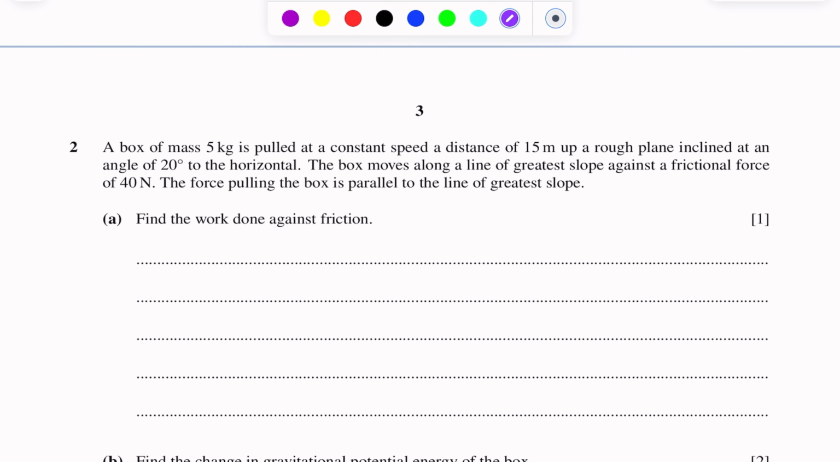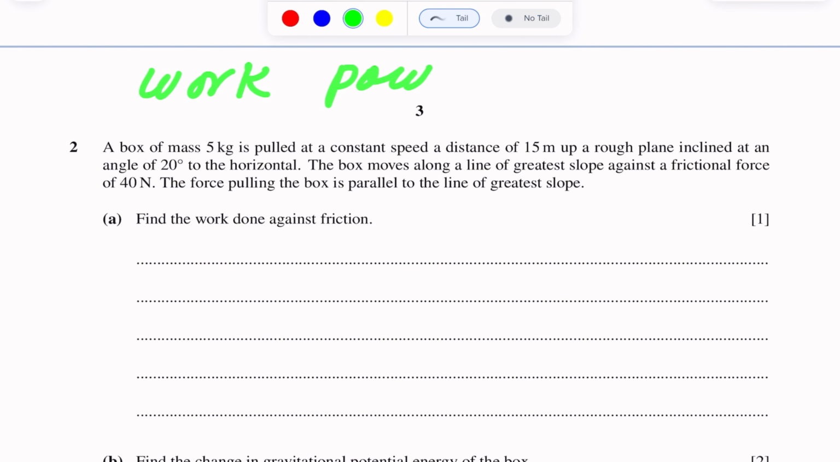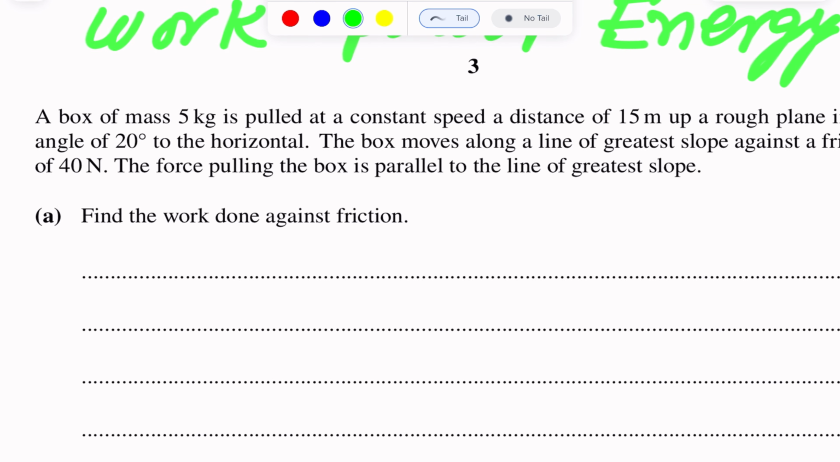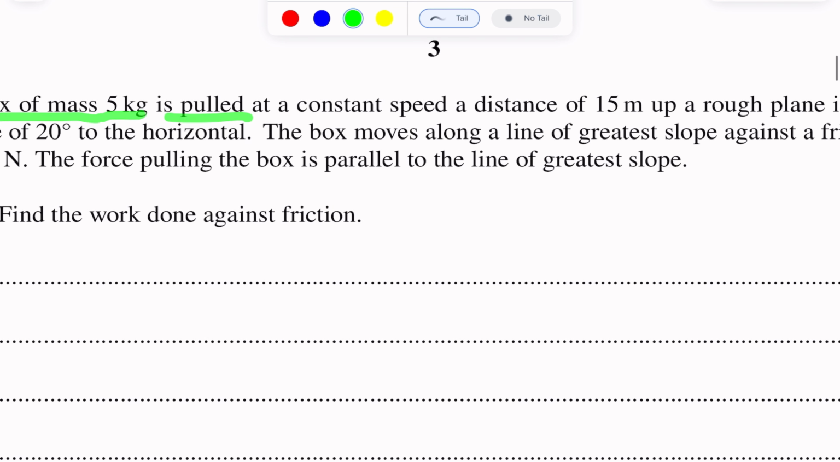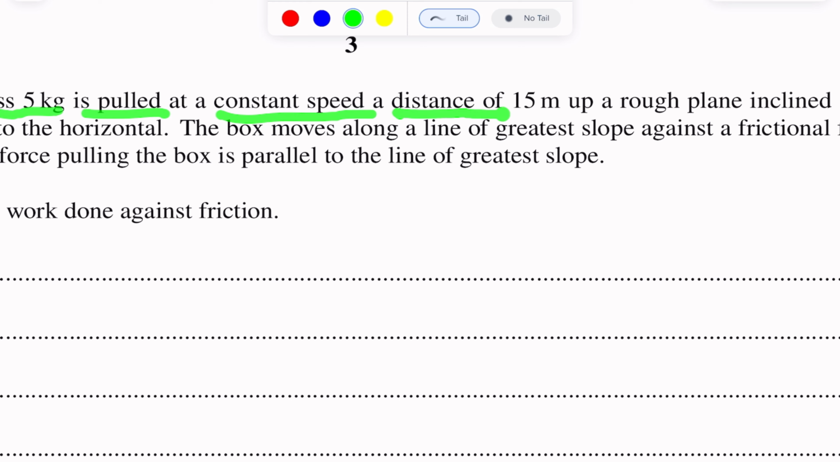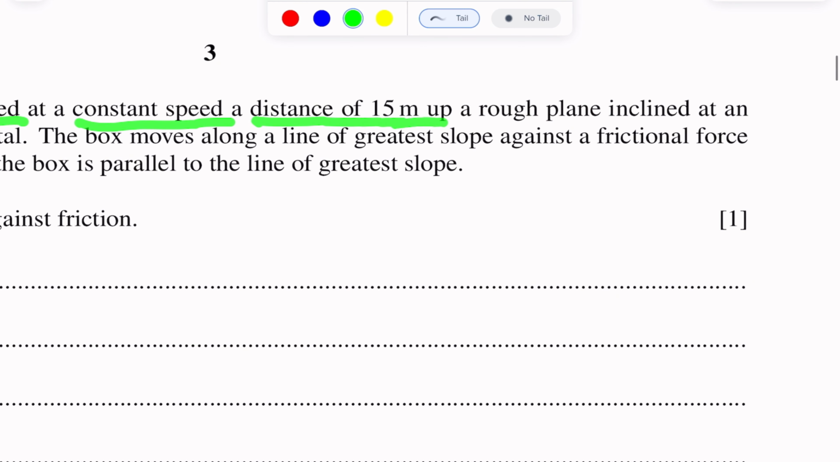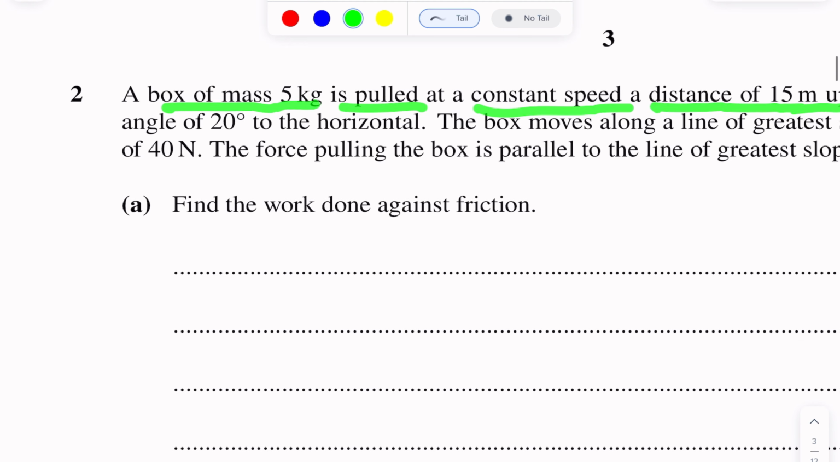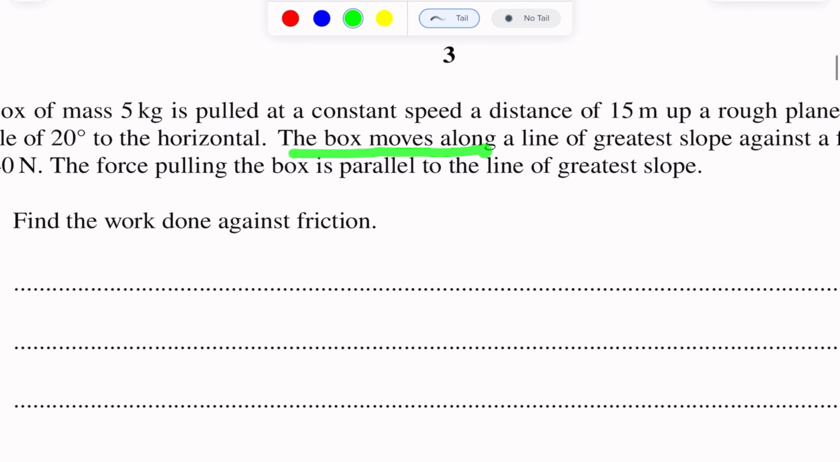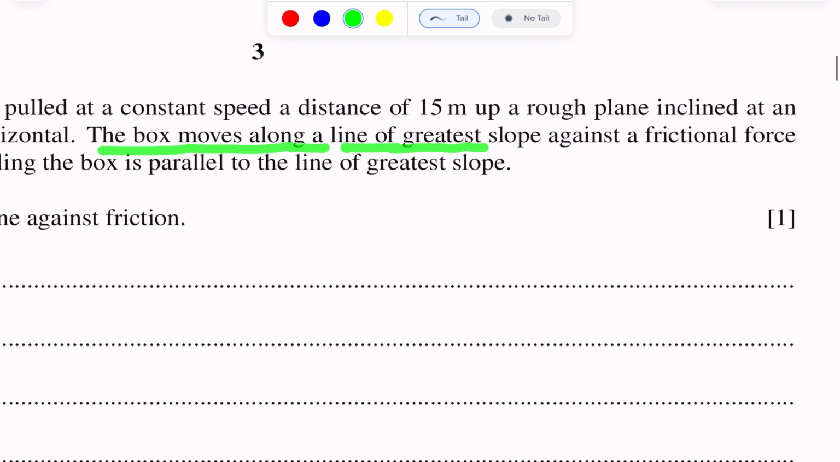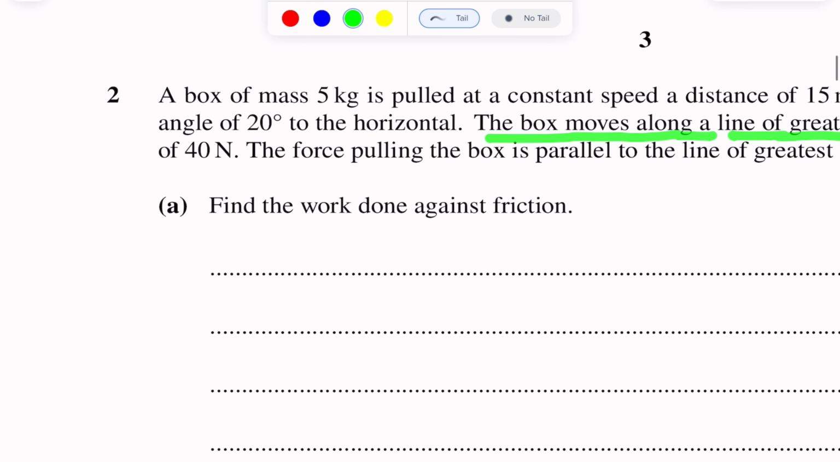Question number 2. This question is from work, power and energy. A box of mass 5 kg is pulled at a constant speed a distance of 15 meter up a rough plane inclined at an angle of 20 degrees to the horizontal. The box moves along a line of greatest slope against a frictional force of 40 Newton.